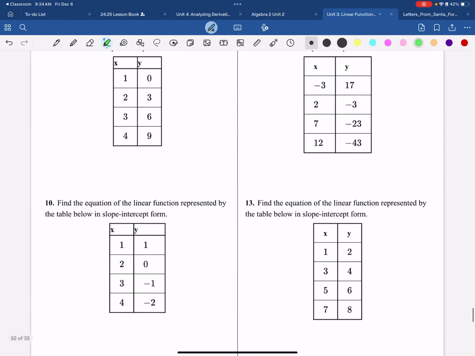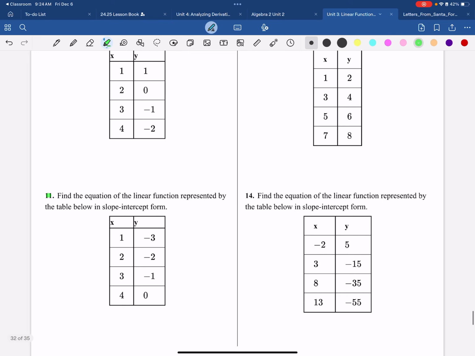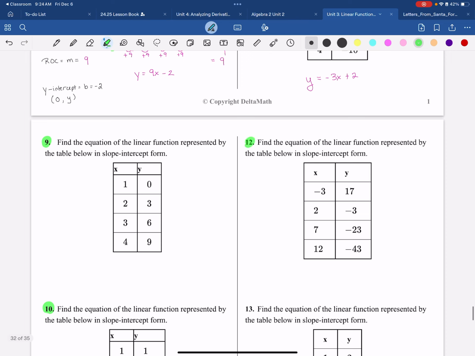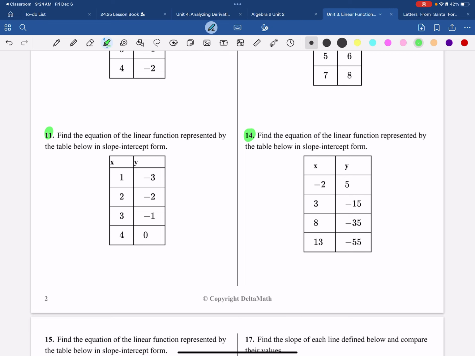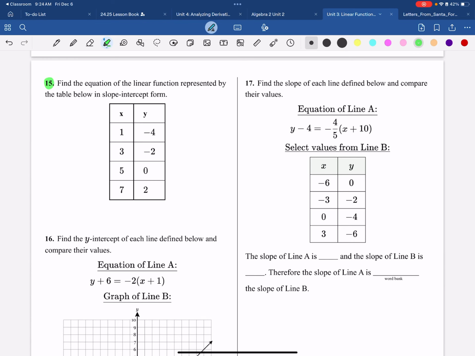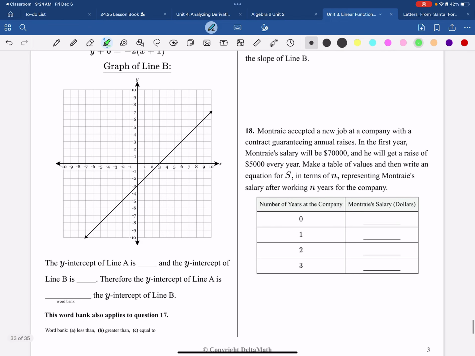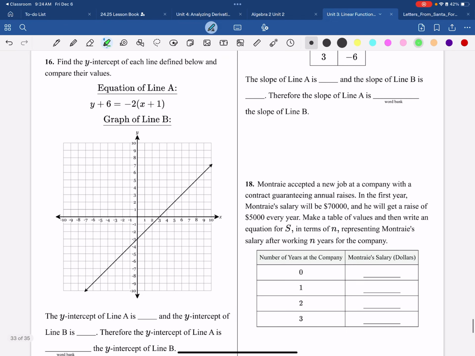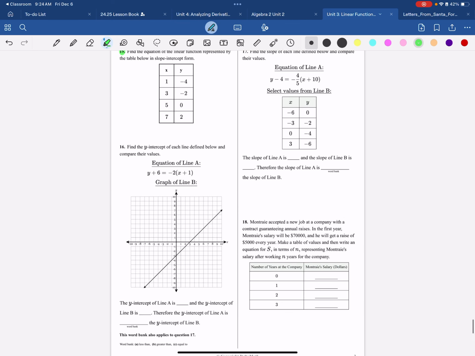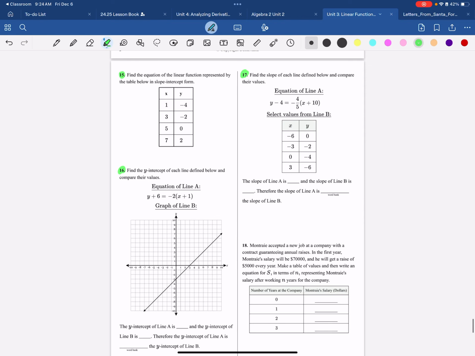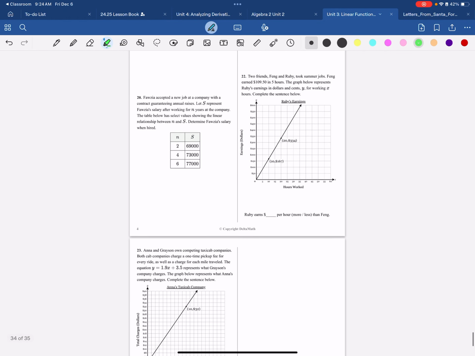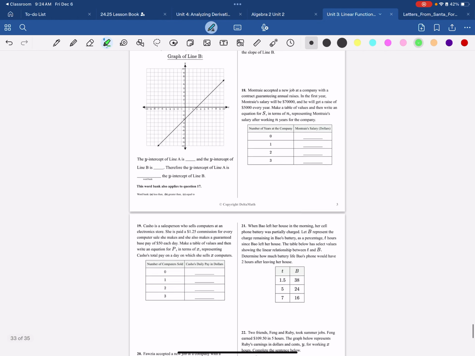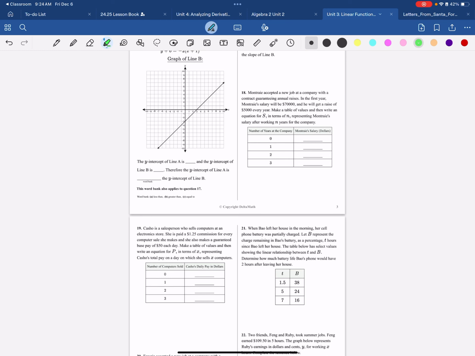Go ahead and try 9, 10, 11, 12, 13, and 14 using that same method. Oh, and 15. These next ones are going to ask you to compare what's going on, and you're just comparing two things. So you have an equation and you have a graph, and you're comparing what's going on. So you can keep cruising through those. And then we're going to talk about 18 through 23 together once everyone's done. But if you want to get started on those because you have extra time, you're more than welcome to think through those.